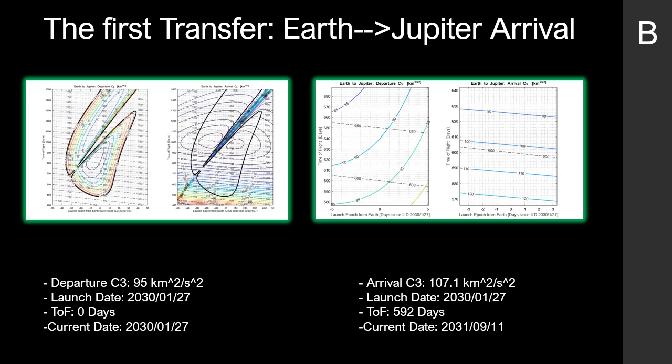For our Earth to Jupiter arrival on Arc B, we decided to start out with a C3 of 95 kilometers squared per second squared and ended with 107.1 on our arrival to Jupiter. And we decided to keep our launch date on January 27th, 2030, and we had a total time of flight of 592 days, which is slightly more than before.